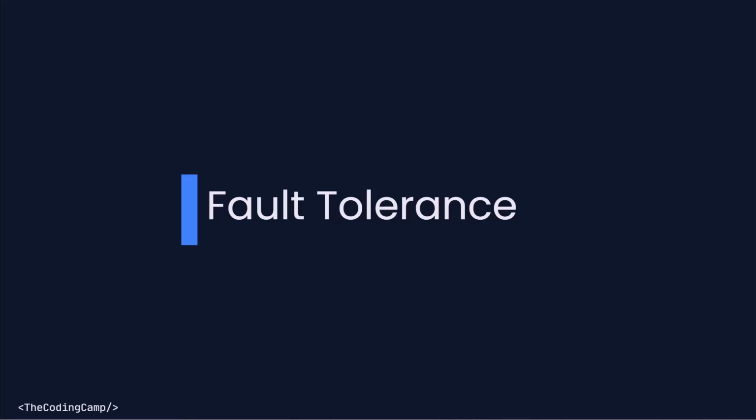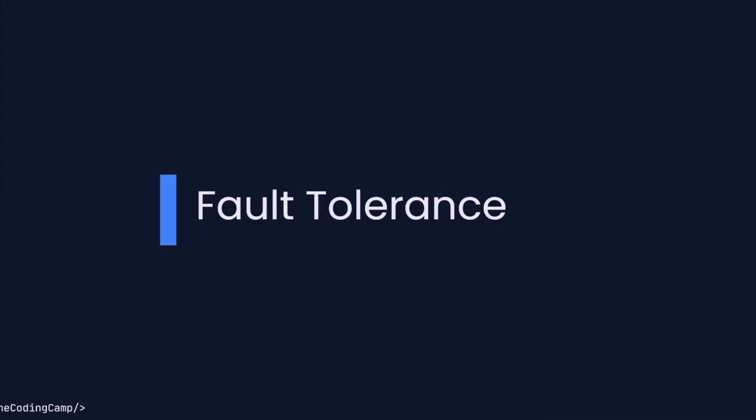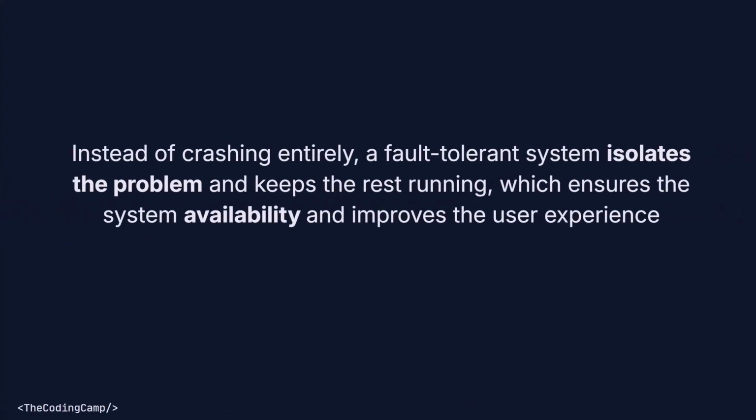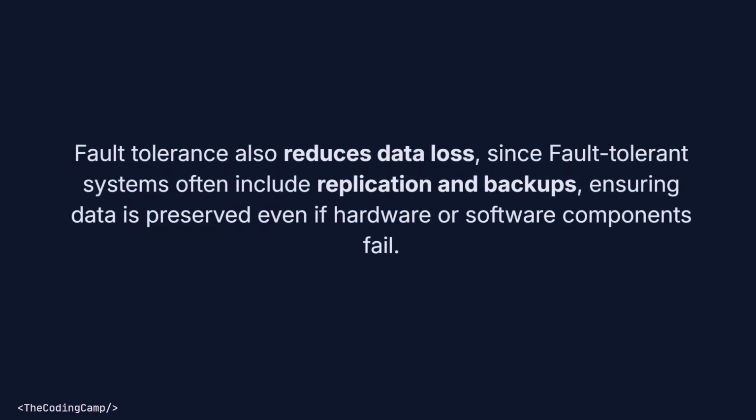Fault tolerance is the ability of a system to continue operating correctly even when one or more of its components fail. Fault tolerance is important in system design since it prevents complete system failure. Instead of crashing entirely, a fault-tolerant system isolates the problem and keeps the rest running, which ensures system availability and improves the user experience. Fault tolerance also reduces data loss, since fault-tolerant systems often include replication and backups, ensuring data is preserved even if hardware or software components fail.